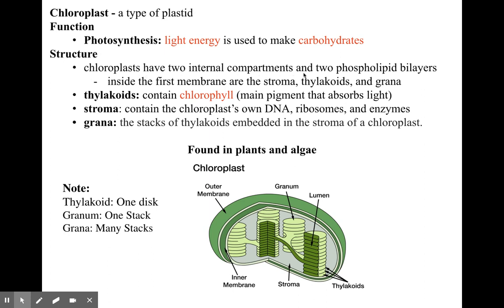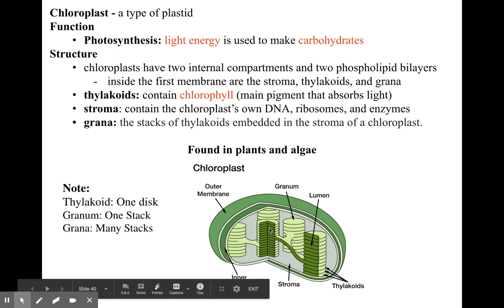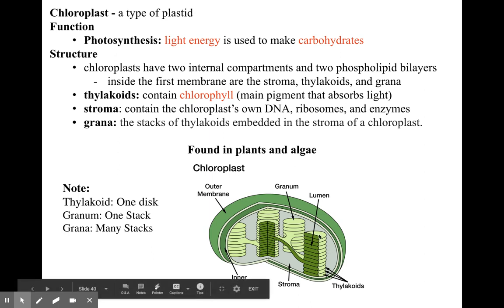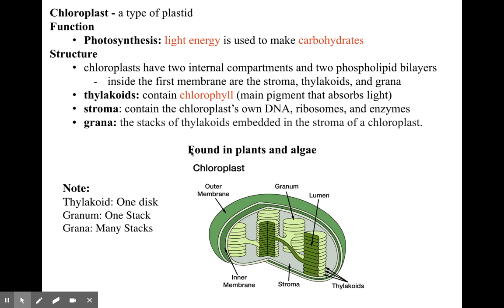Chloroplasts have two internal compartments, two phospholipid bilayers. So this is another double membrane thing, like the mitochondria. It's got double membranes. Inside the first membrane is called the stroma, and the thylakoids and the grana. So inside this inner membrane is all the stuff that we're really going to talk about. So there are these things called thylakoids. A thylakoid is like one disc here. Inside the thylakoid is where the chlorophyll is. Chlorophyll is the green pigment that absorbs light.